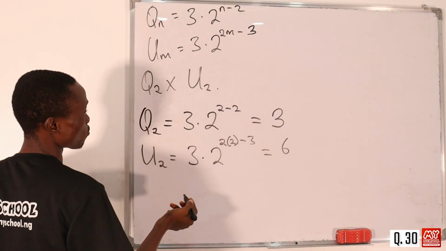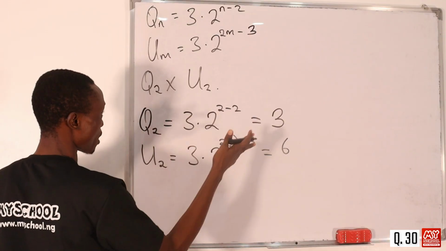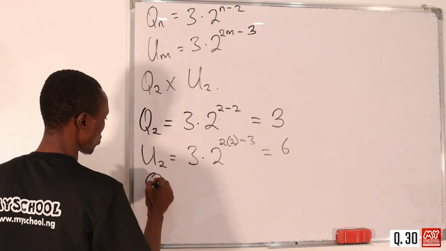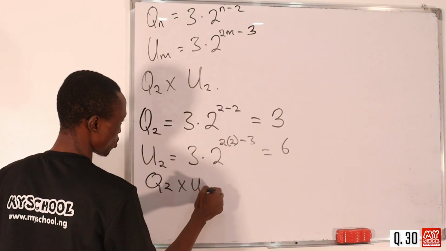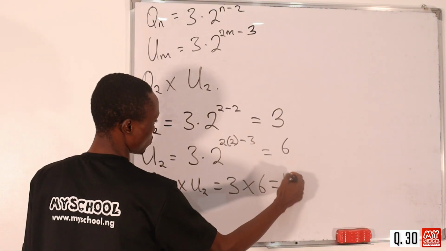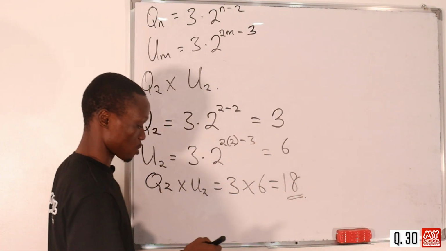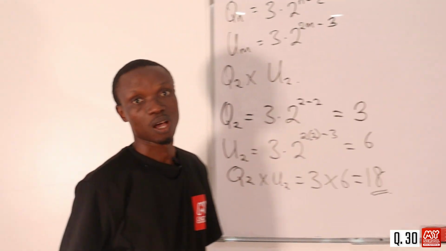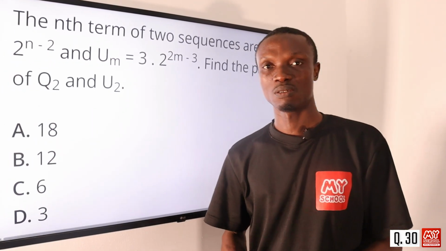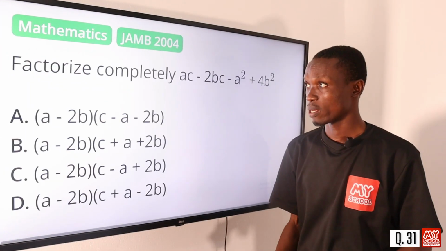So since we are asked to find the product, meaning we should multiply the result of Q2 and U2, that will be equals to Q2 times U2 will be equals to 3 times 6, and this will be equals to 18. So let's return back to the screen to pick the correct answer to this question, and that is option A, 18.